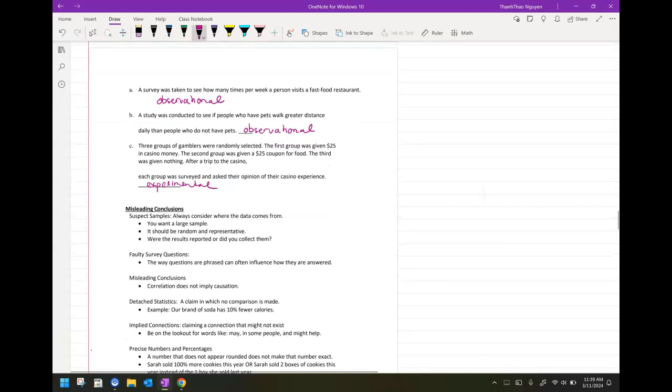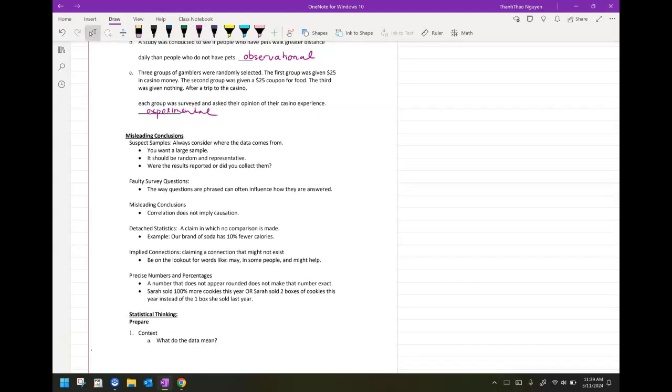Okay. Now, with all the sampling techniques, with all different experiments, there can be a misleading conclusion. We can have a biased subject sample, so we consider where the data come from. You can have a faulty survey question. The way questions are phrased can often influence how people answer. You can have detached statistics, a claim in which no comparison is made. Say, for example, our brand of soda has 10% fewer calories. Fewer than what, right? So what is it that you are comparing to?